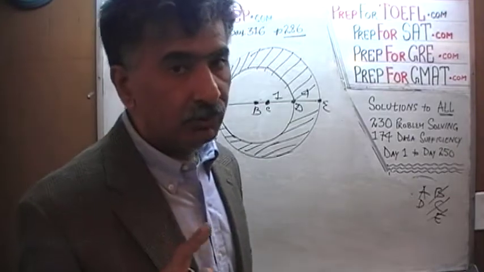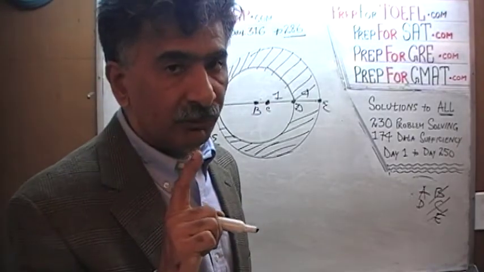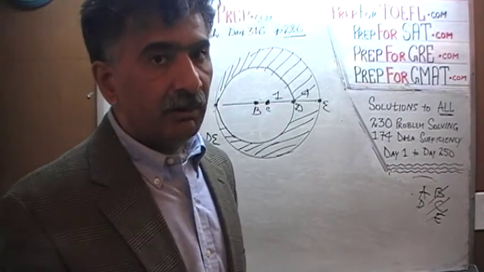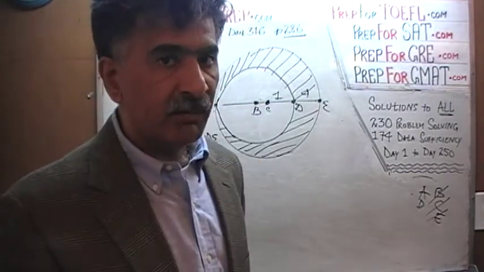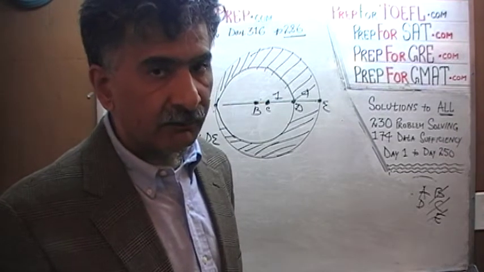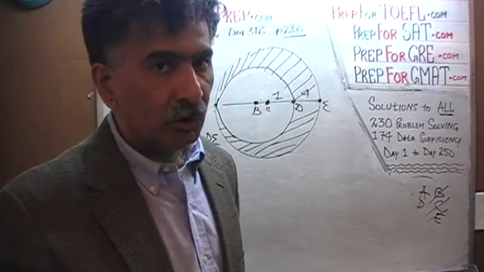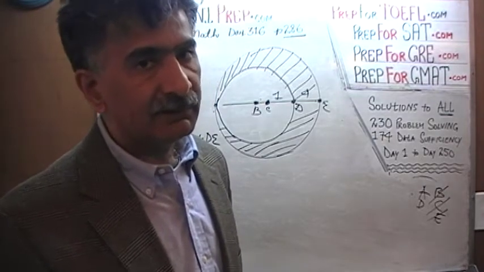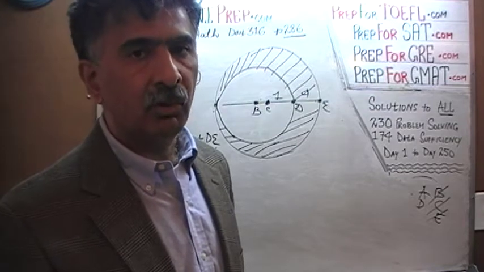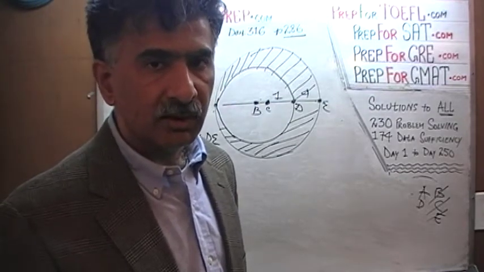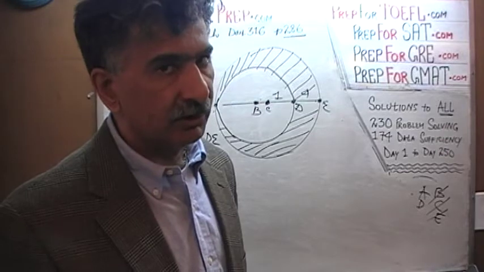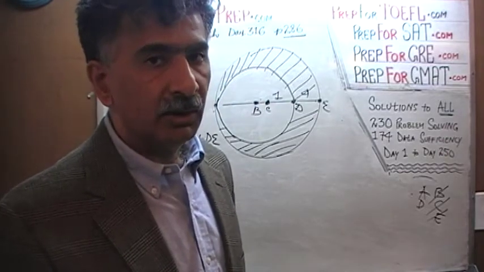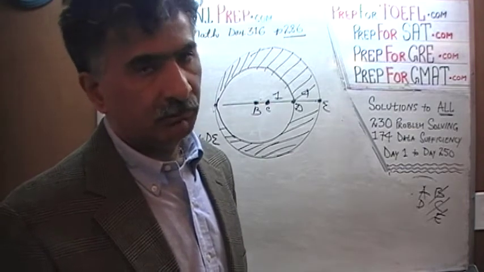As I always point out to you, they never contradict the information. Whatever information you gather from the first statement, the second statement will never contradict it. If you found out that the radius of the large circle was 5, and then in the second statement you find it turns out to be something other than 5, then something has gone wrong. You have made a mistake in the first statement, or in the second statement, or in both. But they never contradict each other.